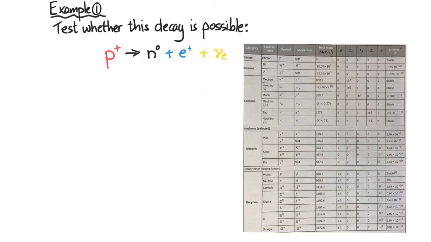So let's consider an example. Test whether this decay is possible. We have a proton decaying into a neutron plus a positron plus an electron neutrino. And we're going to make use of this table on the right hand side.